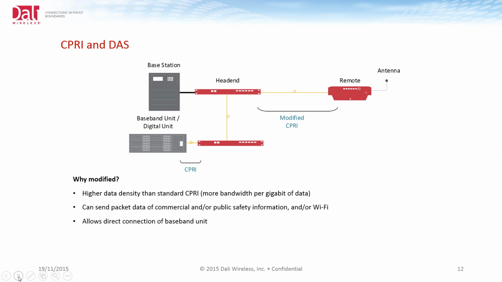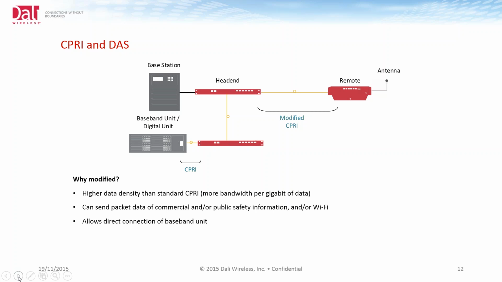We use a modified CPRI signal. We can also take a baseband unit and feed the CPRI signal into a head end. We can cascade these, and then we can literally feed over the same fiber both the CPRI signal and a converted base station signal. Again, it's modified CPRI that we use in the transport.